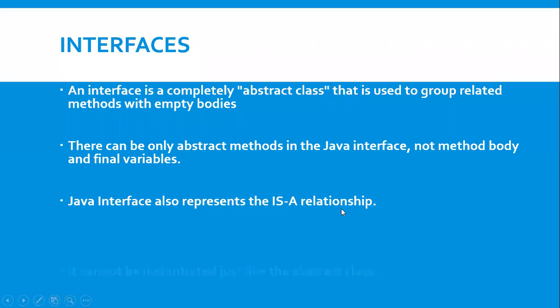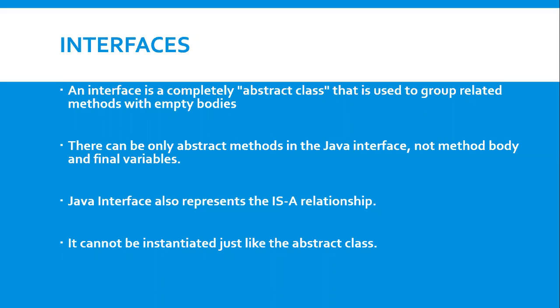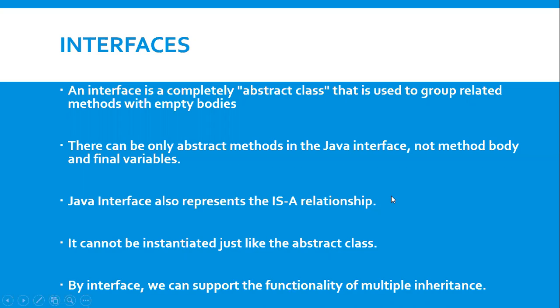It cannot be instantiated, just like the abstract class. Like an abstract class, interfaces don't have any facility of instantiation. So we can achieve multiple inheritance, as we already discussed in the inheritance concept. Generally we cannot achieve multiple inheritance only with the help of classes. If you want to achieve multiple inheritance, you must involve interfaces. Without interfaces, we cannot achieve multiple inheritance.